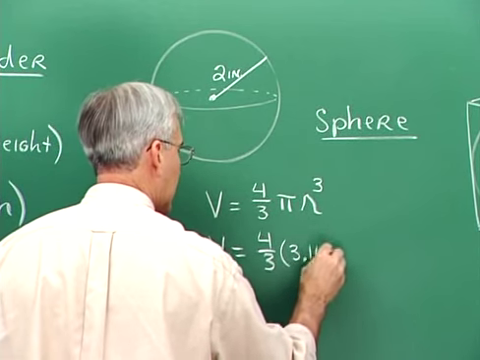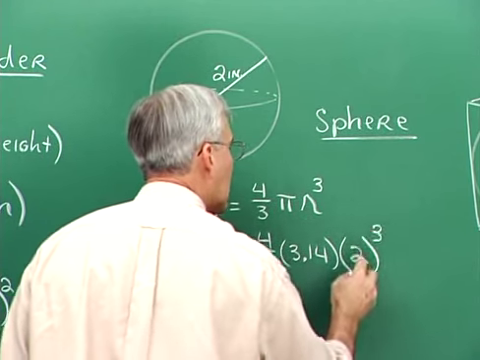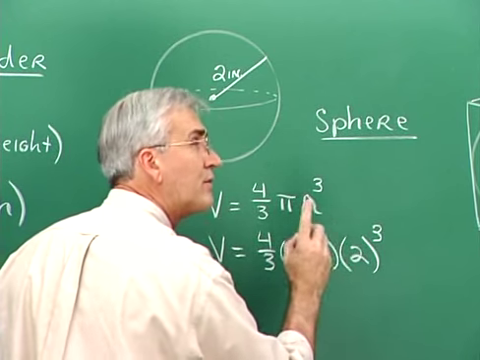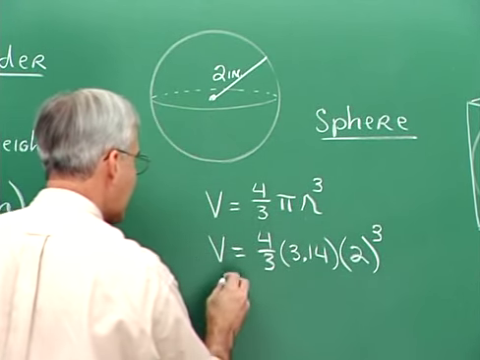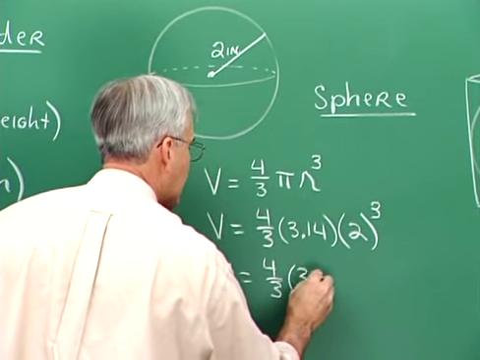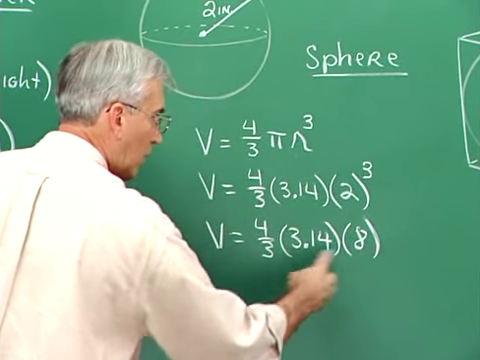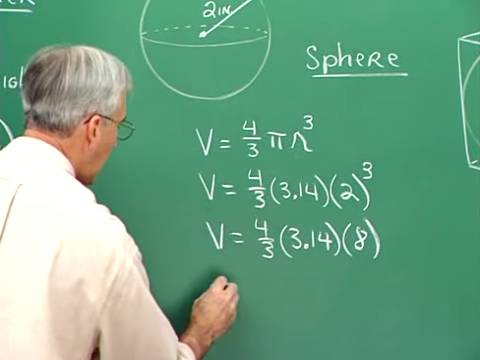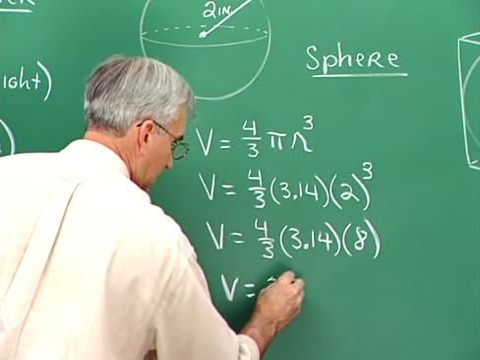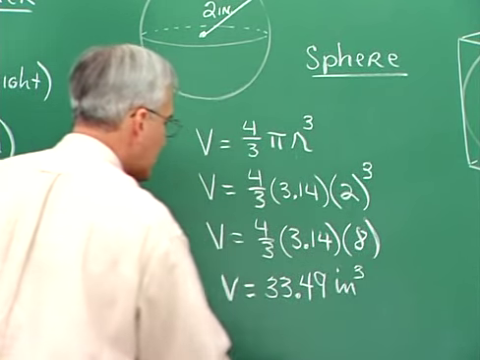So the volume then is 4/3 times pi times the radius cubed. Now this means we have 3 factors of 2: 2 times 2 times 2. 2 times 2 is 4. 4 times 2 is 8. So this really is 8. So this volume then is 4/3 times pi times 8. We would make this calculation first, and I want to emphasize that here. And then we multiply all this out to find the volume to be 33.49 cubic inches.